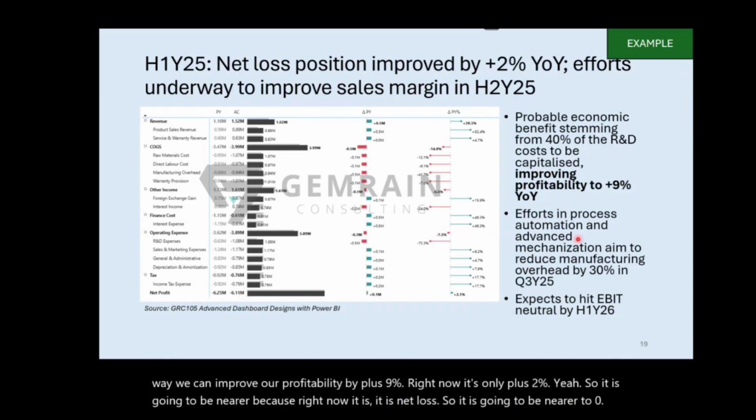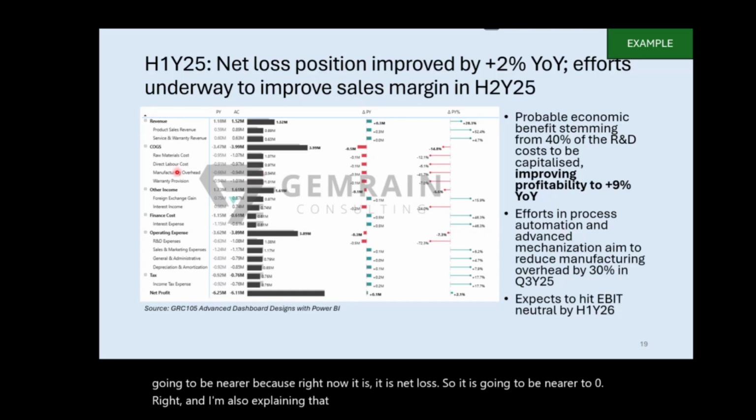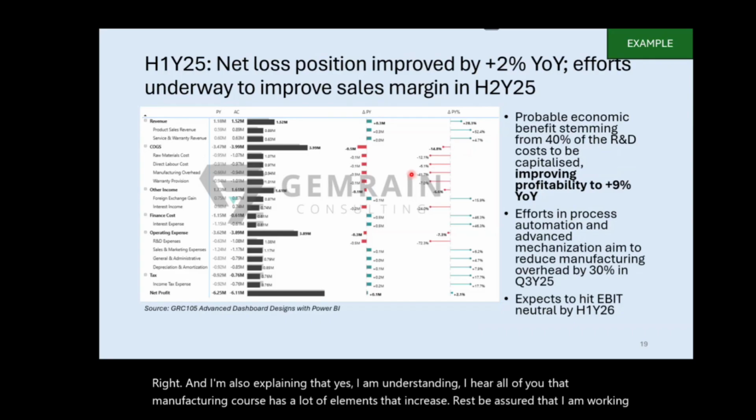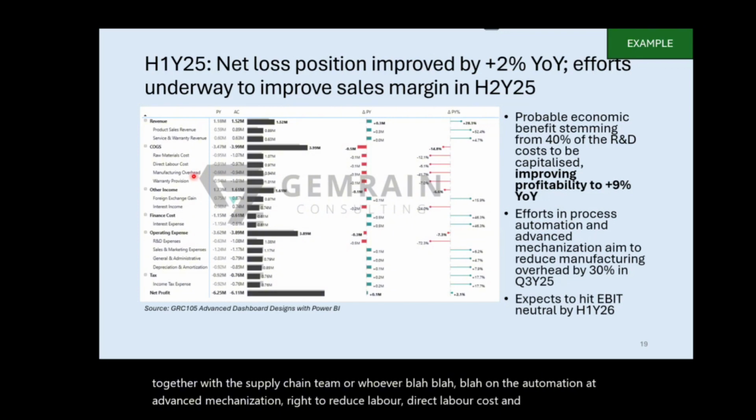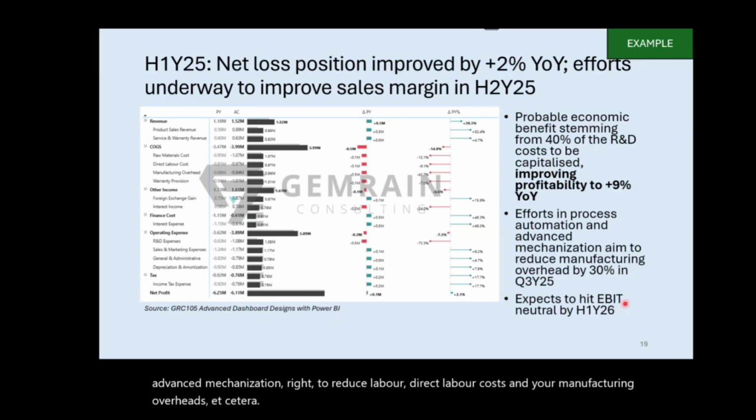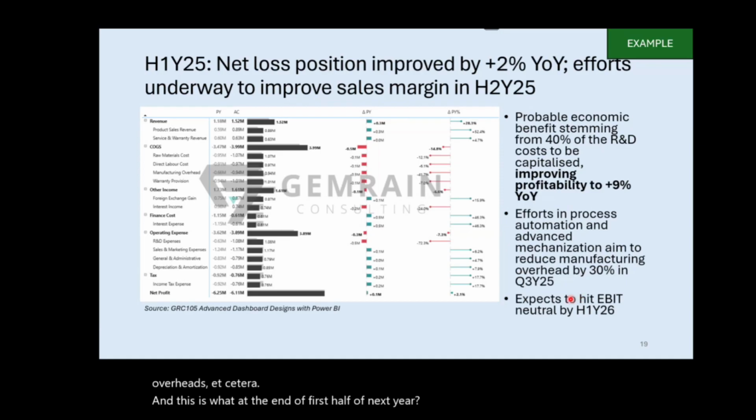I'm also explaining that I hear all of you that manufacturing cost has a lot of elements that increase. Rest assured that I am working together with the supply chain team on the automation and advanced mechanization, to reduce direct labor costs and your manufacturing overheads, etc. At the end of the first half of next year, we are expecting to hit EBIT neutral, which is a net loss of 0.